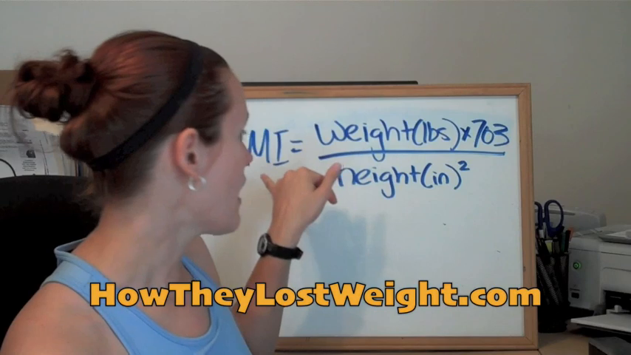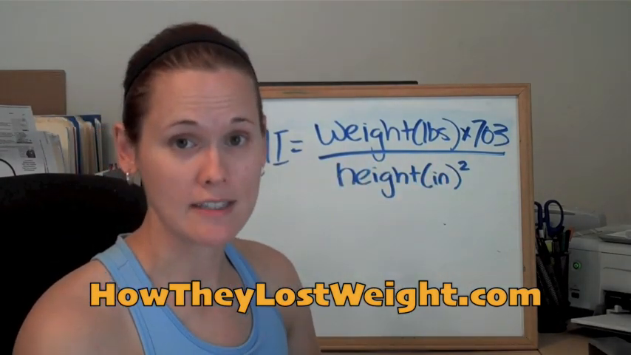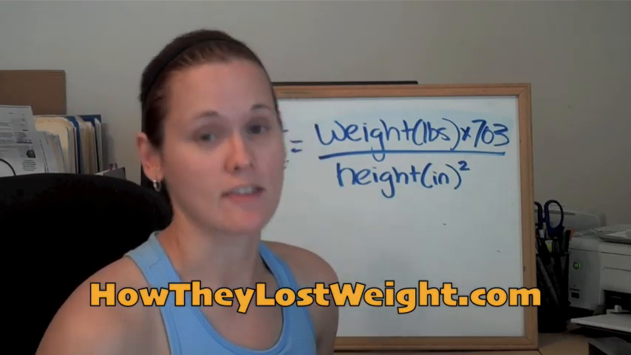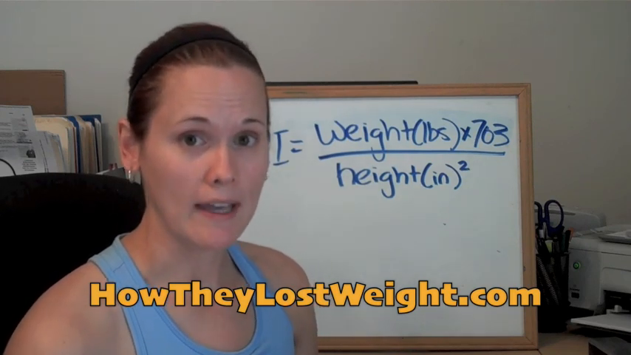So what the formula is, I have it written on this board here. Our BMI is our weight in pounds. You're going to times that by 703. You're going to take that number and divide it by your height in inches, and then you're going to square that. So essentially taking your height times your height. So the first thing you need to do is determine your weight.